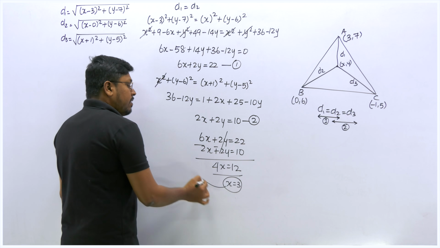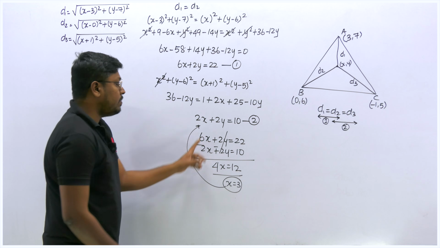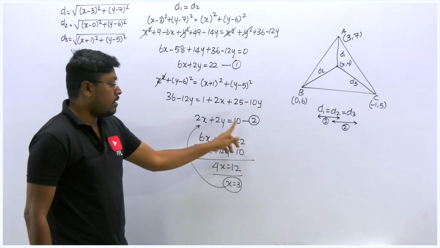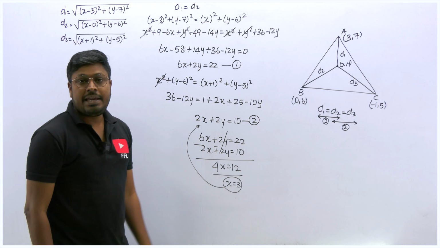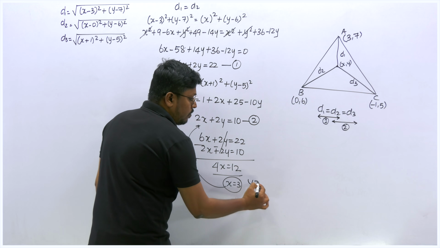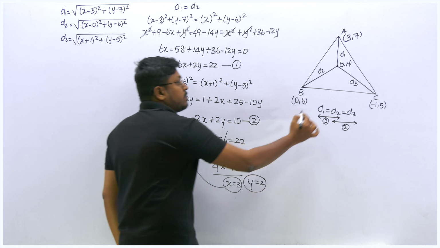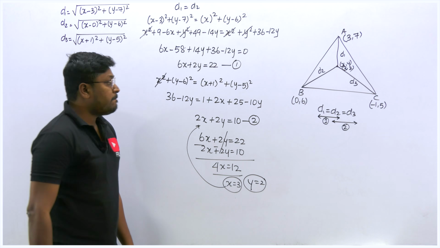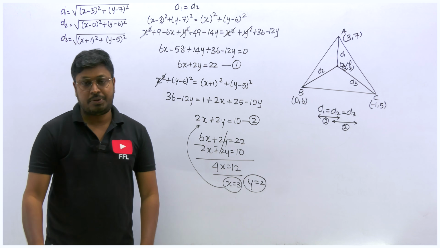Substitute in any of the equations. If I substitute x is equal to 3 here, 3 into 2 will be 6. 10 minus 6 will be 4. So 2y is equal to 4, y equal to 2. Finally we got y is equal to 2. So I can substitute here to get the circumcenter coordinates, which is 3, 2.